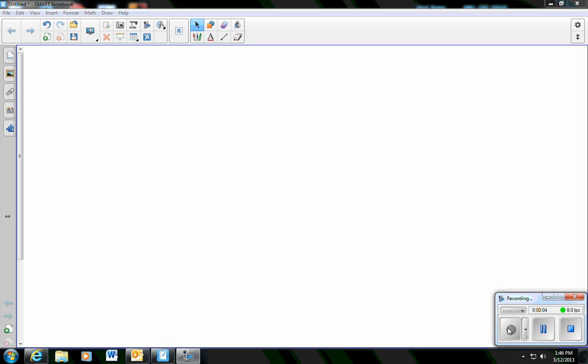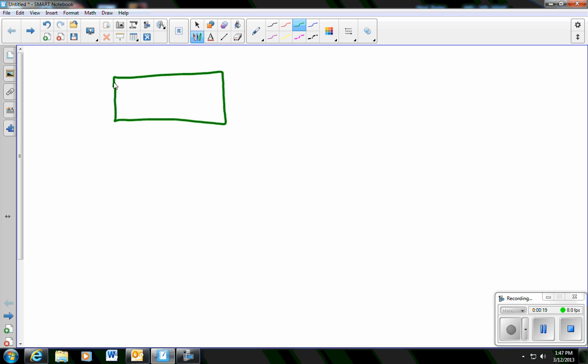This is area of rectangles, parallelograms, triangles, trapezoids, and circles. So let's first look at some of the formulas. The easiest one to start with is a rectangle. Key parts of that rectangle is that it's got four right angles.